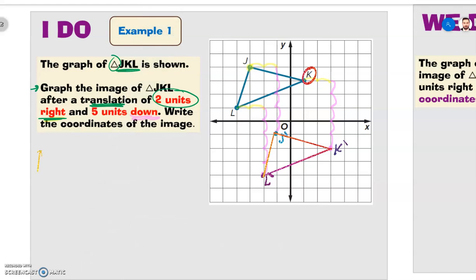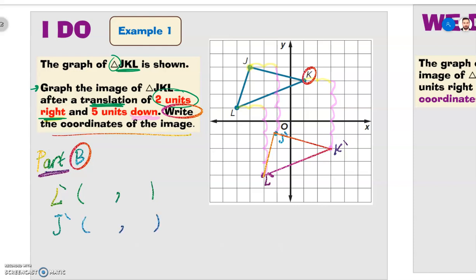So, part B. What is this? He wants me to write the coordinates of the new image. I want to write the coordinates of J dash, K dash and L dash. Let's see what the new coordinates are here. Guys, you know that this is the original figure. This is the origin point, correct?